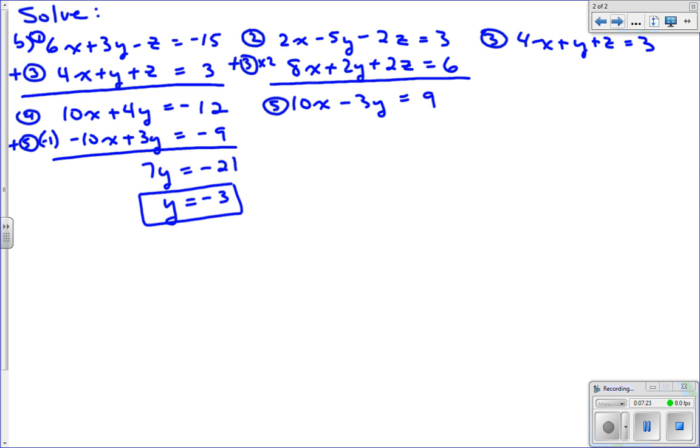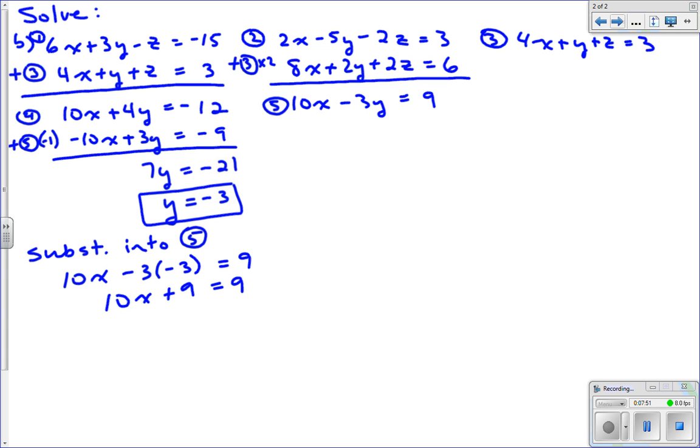Now that I have this one, I can substitute the value for y into either 4 or 5 and solve for x. So let's substitute it into 5. So I'll have 10x minus 3 times negative 3 equals 9. Negative 3 times negative 3 is a positive 9. So 10x plus 9 equals 9. I'll subtract 9 from both sides. So 10x equals 0. Divide both sides by 10, so x is equal to 0.